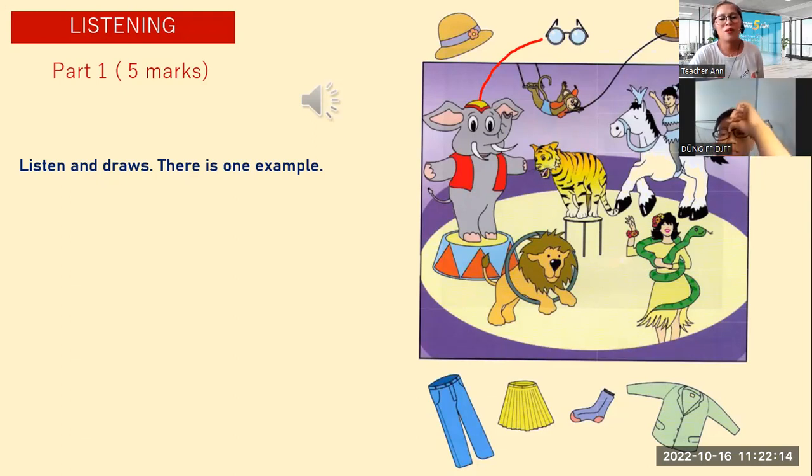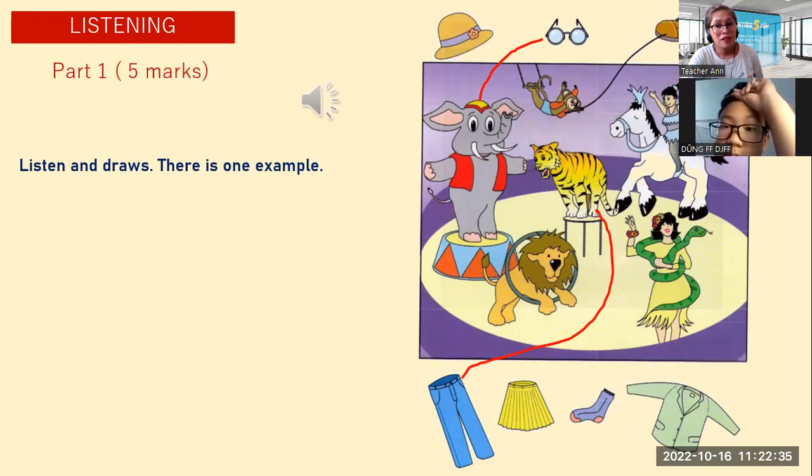Okay, this one. Next, where is the tiger? The trousers are on the, what animal is this? Tiger? Tiger. Yeah, very good, Dong.